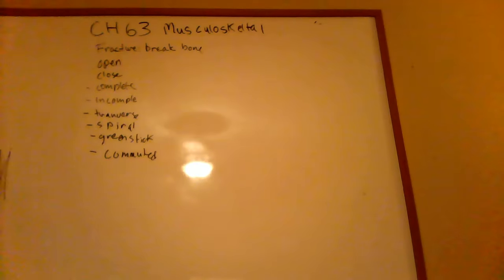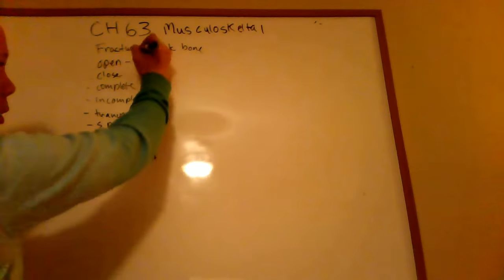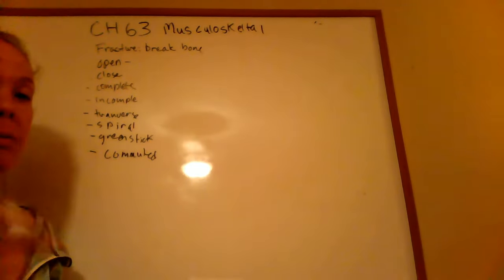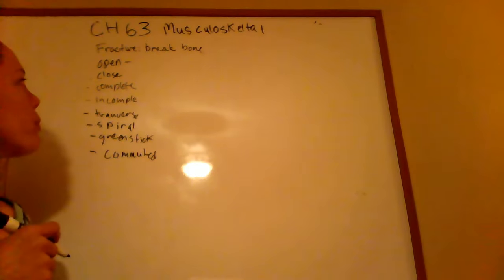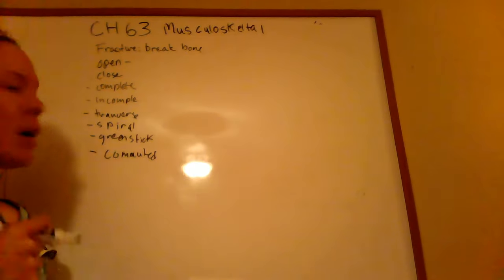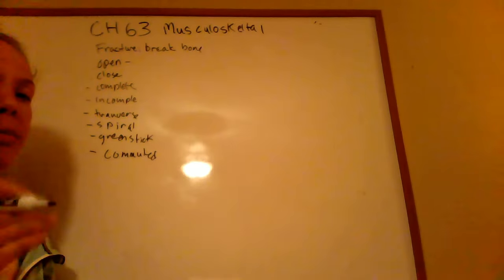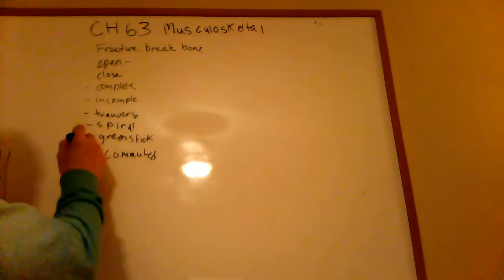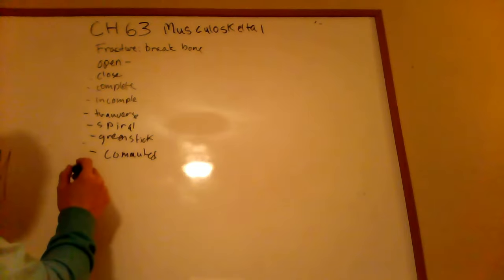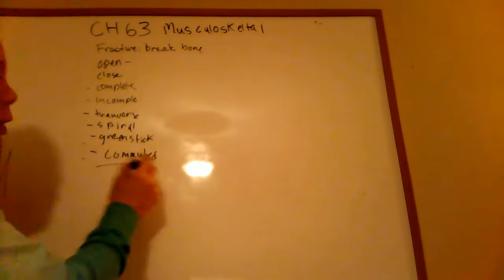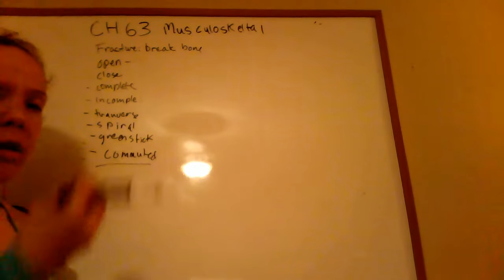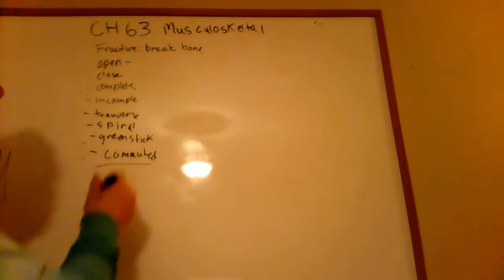Alright, so basically, open is where I've broken the skin. Closed is where the skin has not been broken, the bone is still inside. The complete break is all the way through the bone, where an incomplete break is just partially the way through the bone. So again, green stick, that's an incomplete break. Communicated is where it's just straight shattered, and that's usually in a trauma. And you'll have tons of different pieces, so that's obviously a complete break.